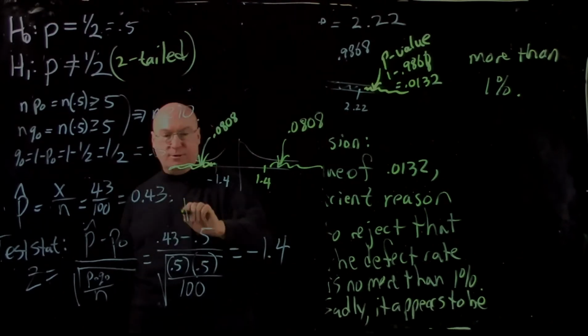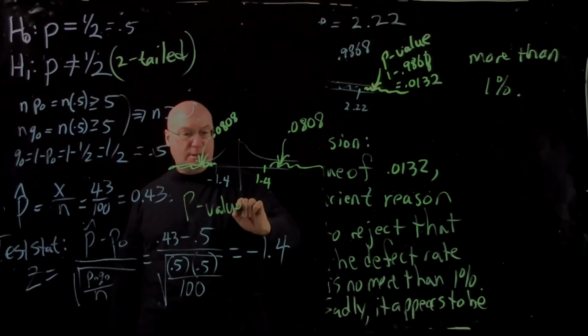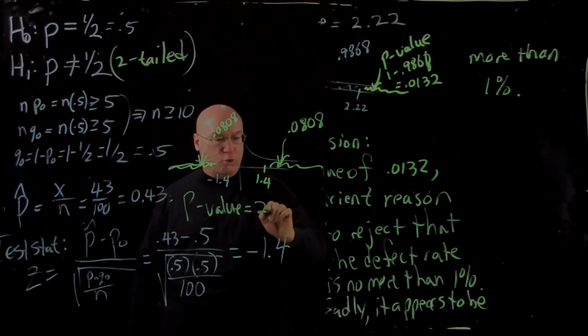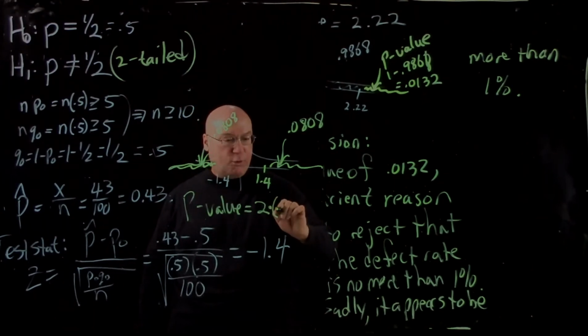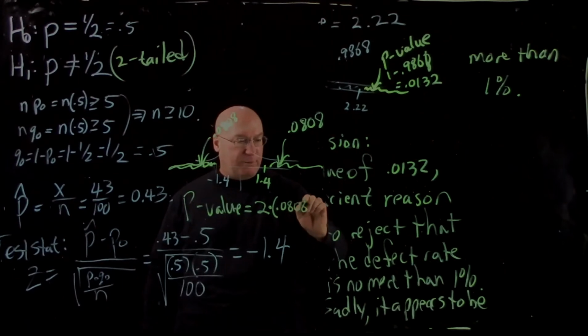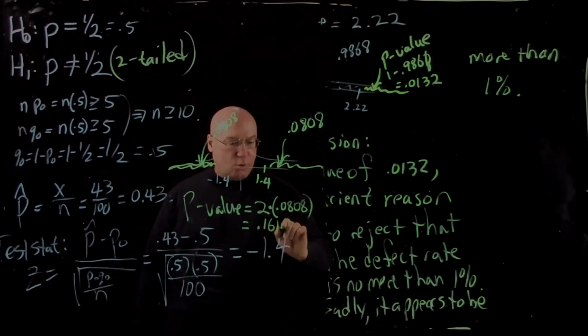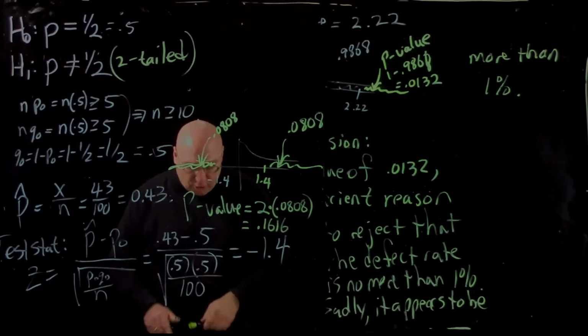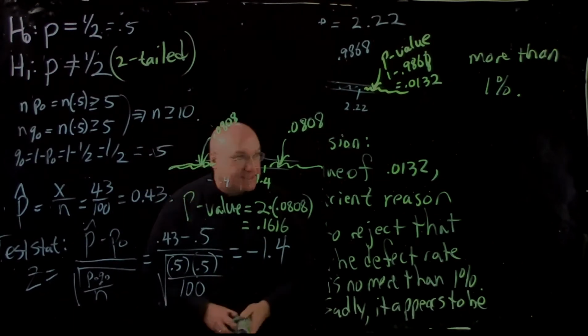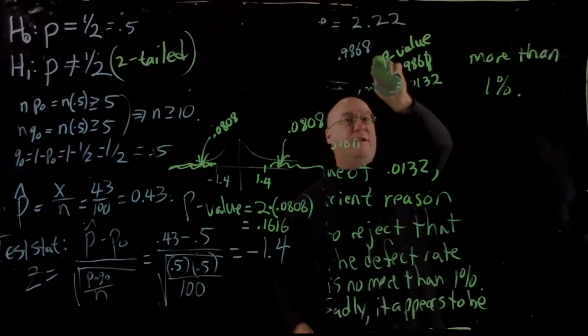So the p-value is 2 times 0.0808 because it's a two-tailed test. So we get 0.1616. That's a little over 16%. That's kind of a big p-value.